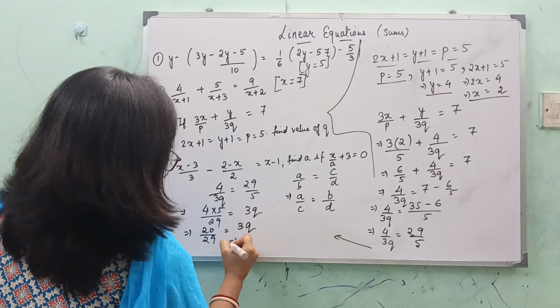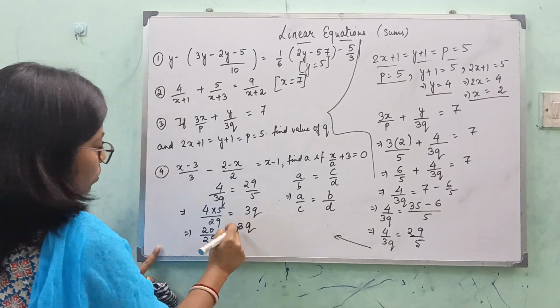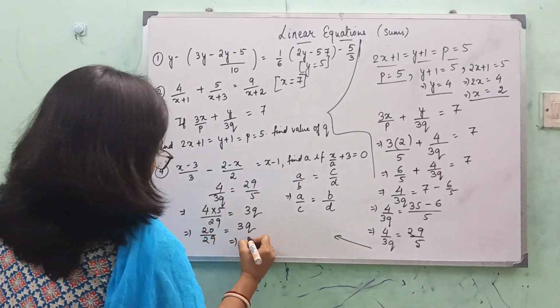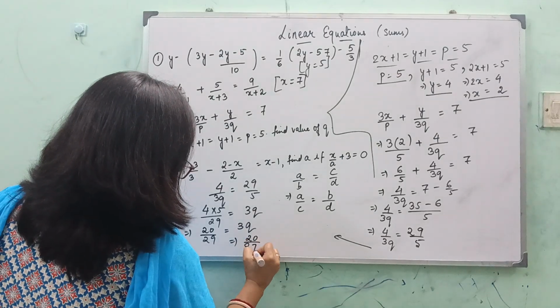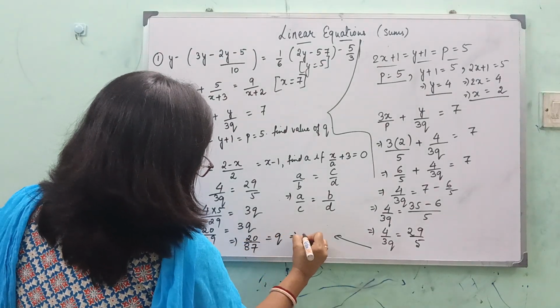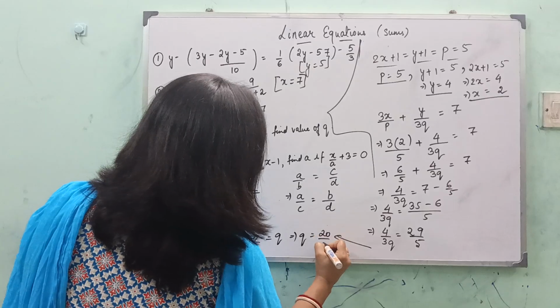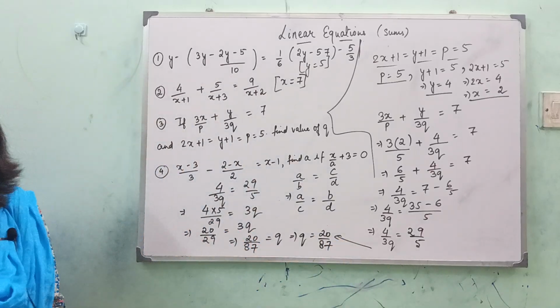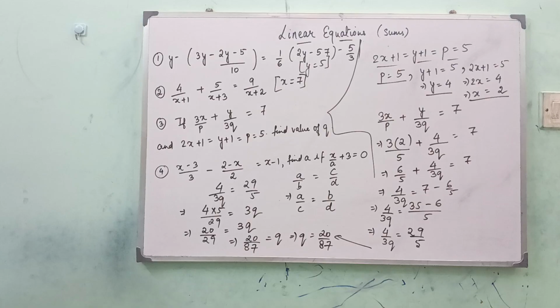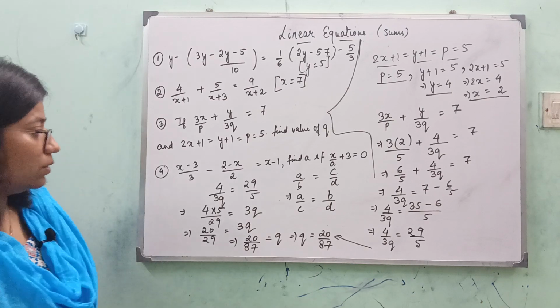So now what we have to do? We have to find q. So for this q, the 3 has to be brought down here. So 20 by 87 equals q, or you can write q is equal to 20 by 87. This is your answer. Q's value is 20 by 87. Alright.